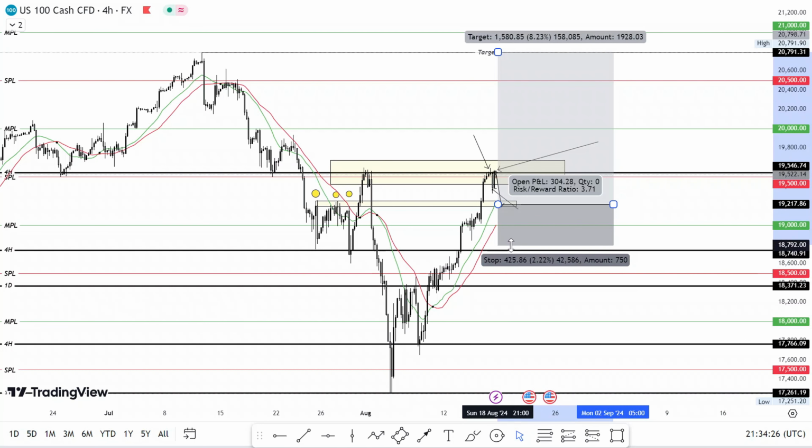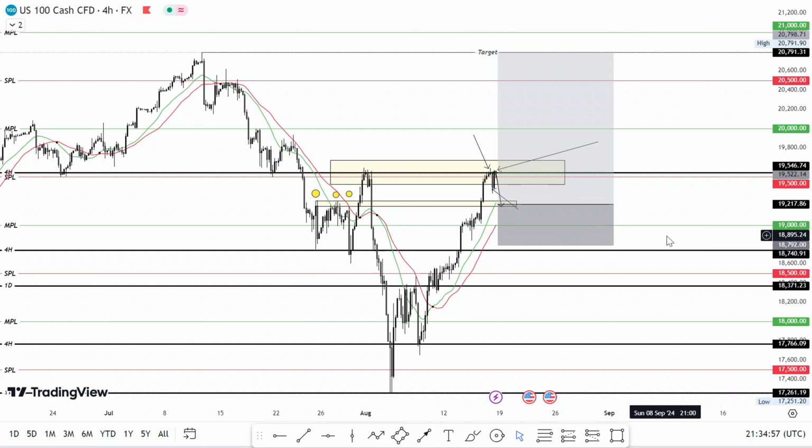Now, this analysis is based on the market structure. I don't control the market, I only analyze what I see. So this analysis is based on the market structure, and the market structure is telling us that Nasdaq could actually push back down and then pull back down to 19,200 or 19,000, which is this main psychological level, and then during the week we should see Nasdaq buy to the point of 20,000 or 20,500.